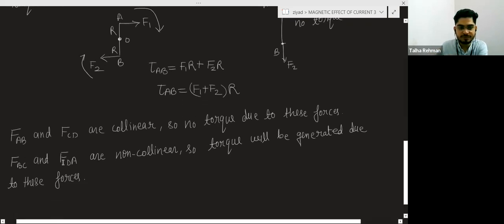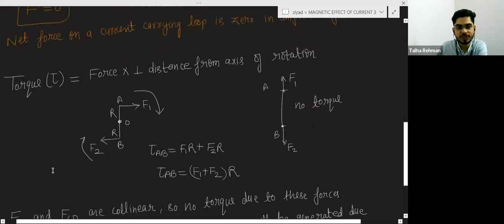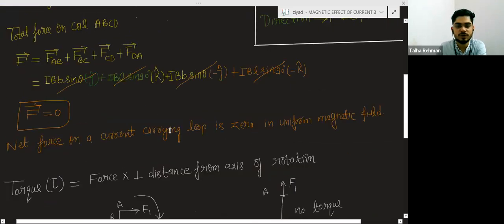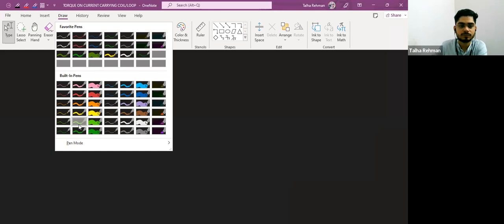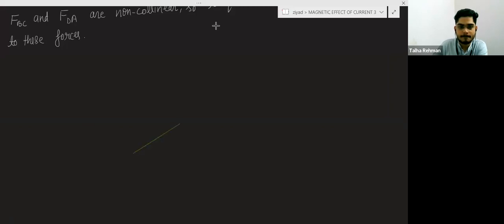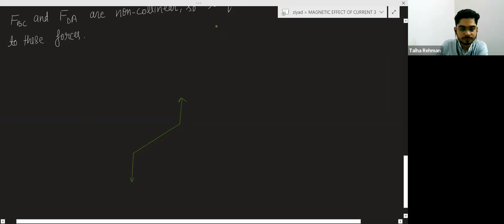So due to the forces FBC and FCD, the torque will be there, and that torque we have to calculate. Now see this figure. This force is the BC force. This force is the AD force. So what I will do, I will draw a parallel line like this. Separately I am making the figure for FAD and for FBC. So this will look like this. This is your FBC. This is your FDA or AD.